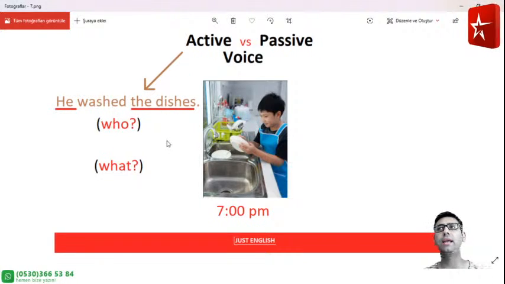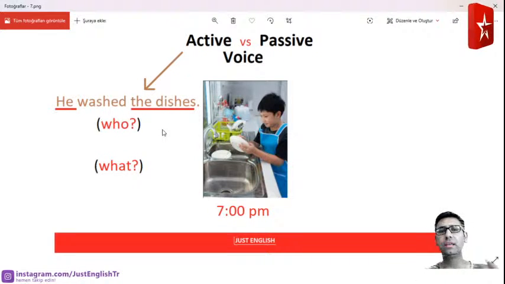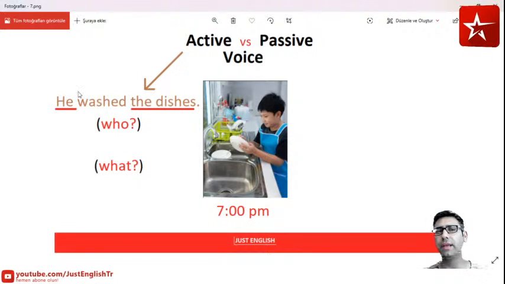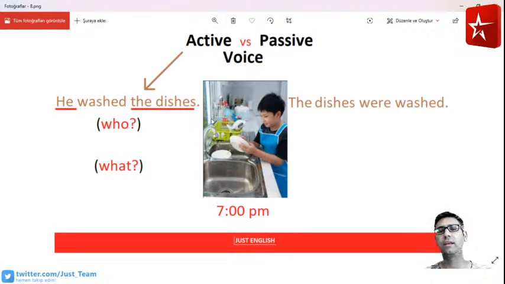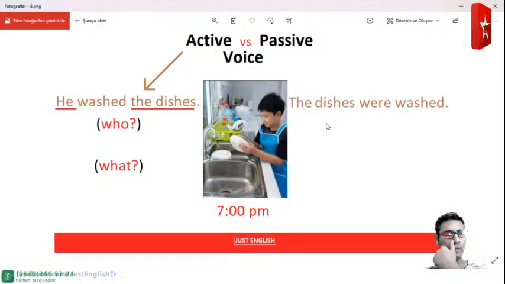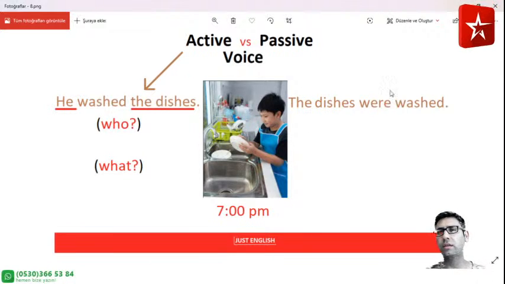Okay, but here's the thing. Always remember, in active voice, active sentences, the subject is always in the beginning, as you can see here, and we know what that person does. Okay, so he washed the dishes. This is the thing that he does. And here, as you can see, we have passive voice. So what is passive voice? When you take a look at these two sentences, what is the main difference?